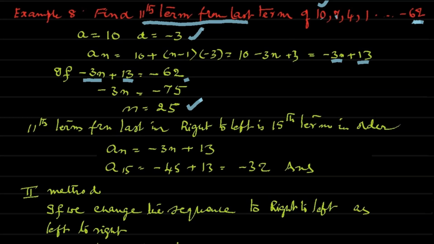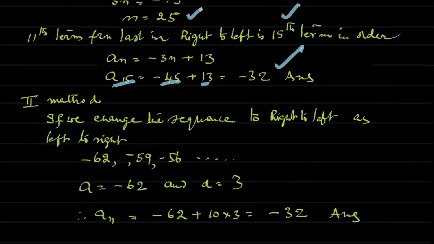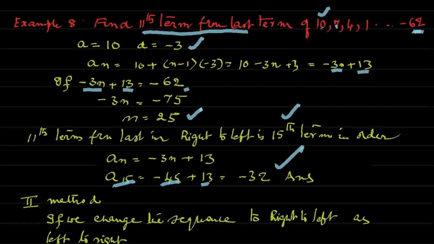There are a total of 25 terms here. So what is the 11th term from the 25th term? That will be the 15th term. So a_15 is minus 45 plus 13, which is minus 32. This can be done in some other way. Just write minus 62 and go on adding 3. Minus 59, minus 56 and so on up to 10. You exactly want the 11th term in this sequence.